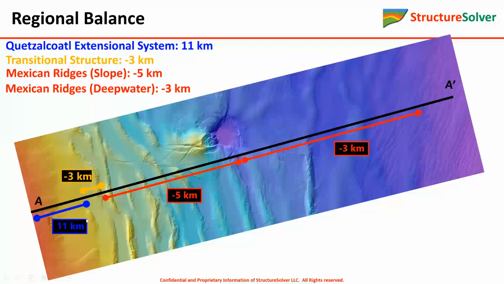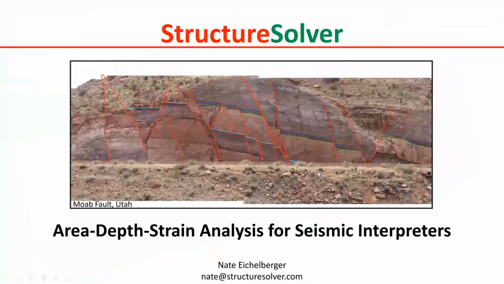And so we end up getting a relative balance between the amount of extension on the Quetzalcoatl system that's sliding down that detachment and forming those contractional structures. And so that gives us confidence that we've now got a fairly consistent structural interpretation for this entire regional line. So that is all I have for today, and I'd be happy to take any questions.